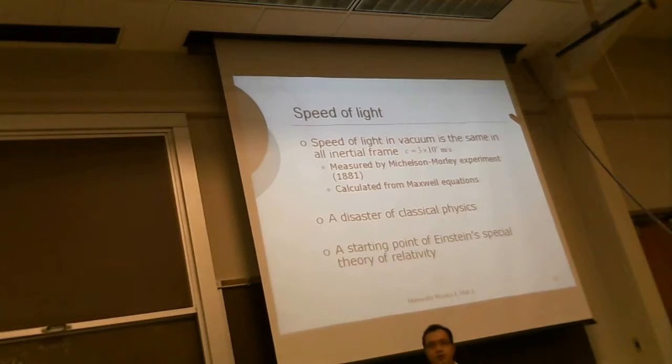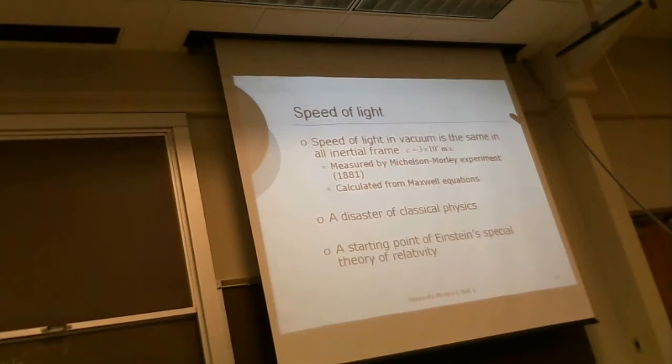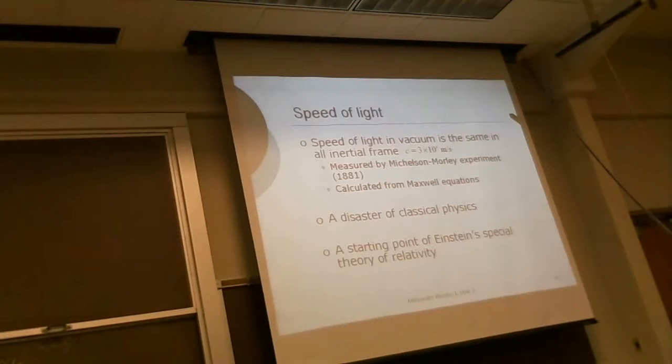One of the important things in the history of modern physics is to find out the speed of light. There is an interesting phenomenon of the speed of light. It says that the speed of light in vacuum is the same in all inertial frames. It's a constant, c equals 3 times 10 to the power of 8 meters per second. It's a very large speed. Actually, it's the maximum speed in our universe.